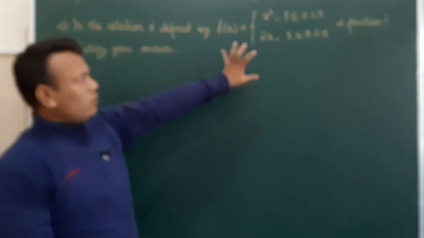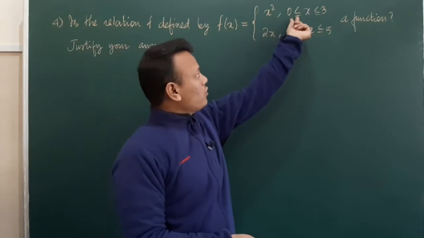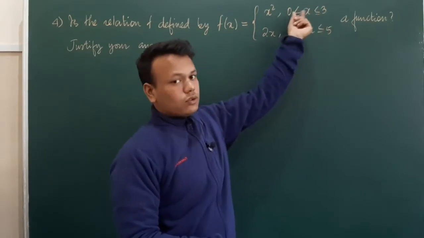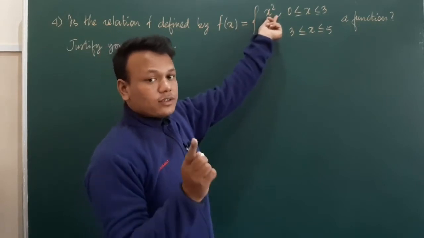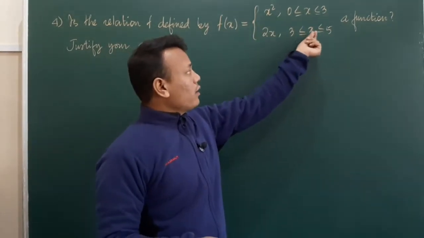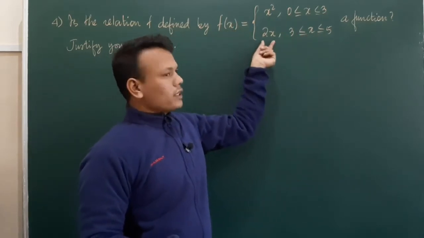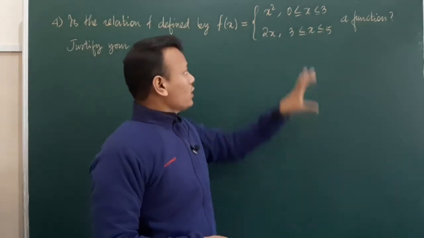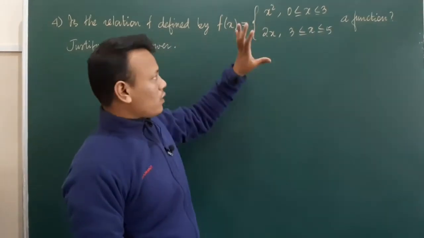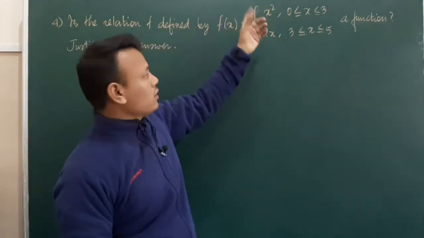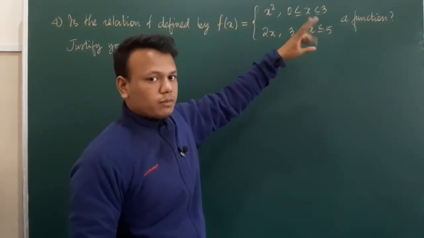So whenever you see this kind of function, what is happening here? There is a split, isn't it? See, when x lies in between 0 to 3, then my functional value is x square. Whereas if my value of x lies in between 3 and 5, then the value of the function becomes 2x, isn't it? Such kind of function is known as a split function. Now we don't know whether this is a function or not, but if they say that this is a function, then this is called a split function. There is a split here.